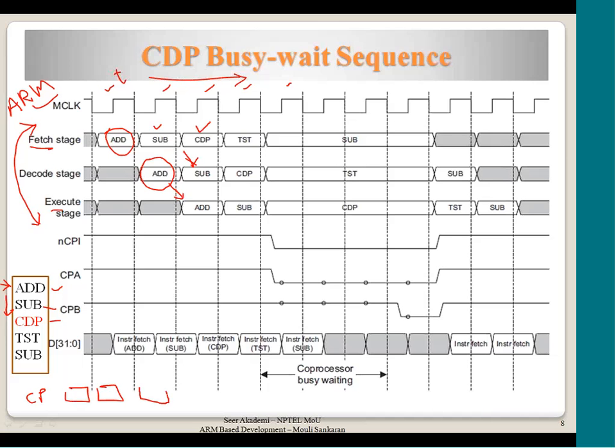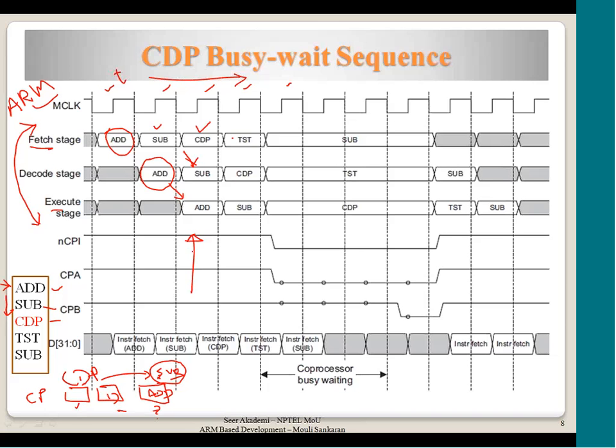Now, what happens when add reaches the coprocessor pipeline? The coprocessor will see, is this my instruction? Of course not, it is an add, and the bit pattern shows that it is an ARM instruction, so it will ignore it. Then sub will enter. Actually it does not have to come to the execute stage, because in the decode stage itself it will know that add and sub are not its own instructions. So it may throw them away there itself, and the execute stage may not even do anything. Now assume CDP is coming. The first time CDP comes, it gets fetched in this clock cycle.